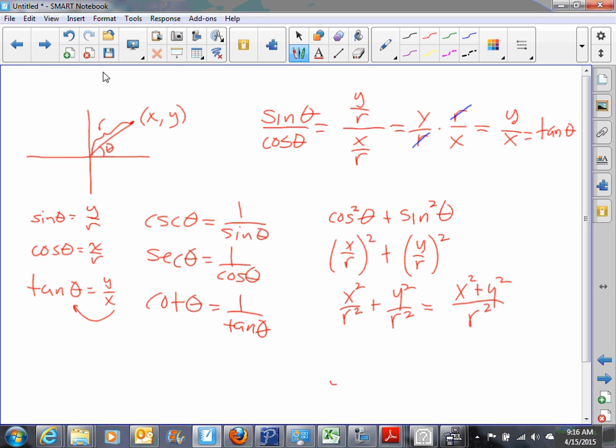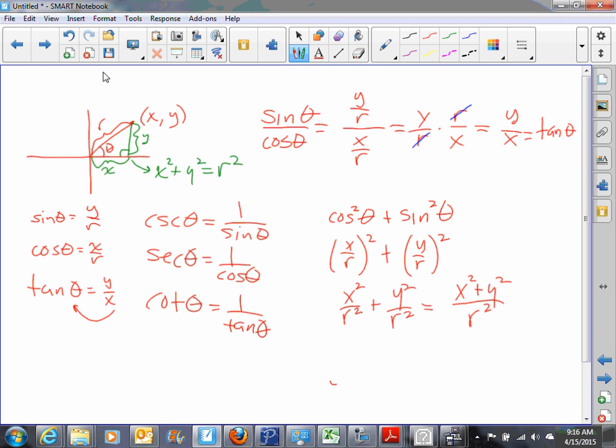Notice we have the point (x, y), we have the radius r, and if we were to actually look at this, the x value would be this distance here, and the y value would be this distance here. And x, y, and r form a right triangle where r is the hypotenuse and x and y are the two legs. But that would mean the Pythagorean theorem applies, and x squared plus y squared would be equal to r squared.